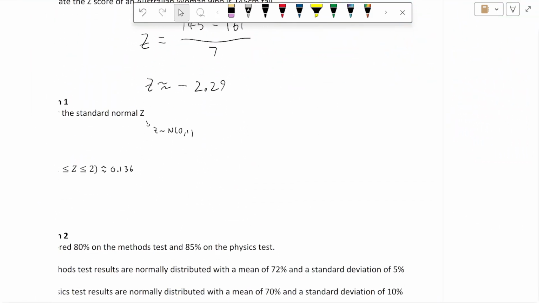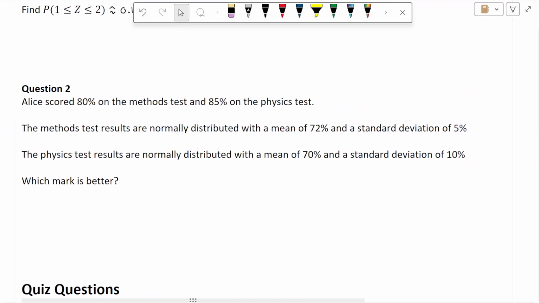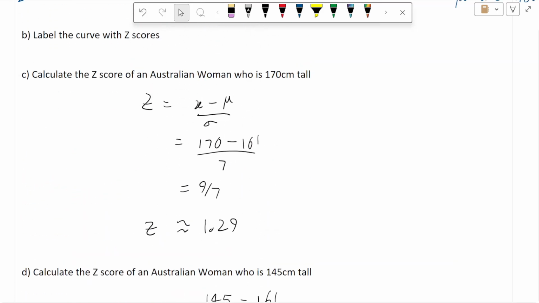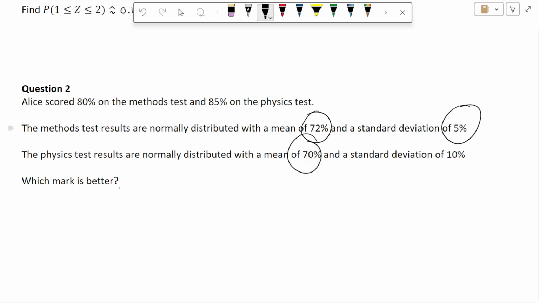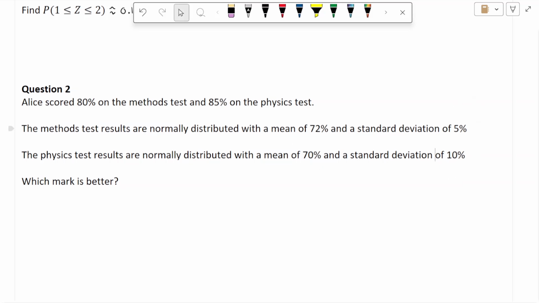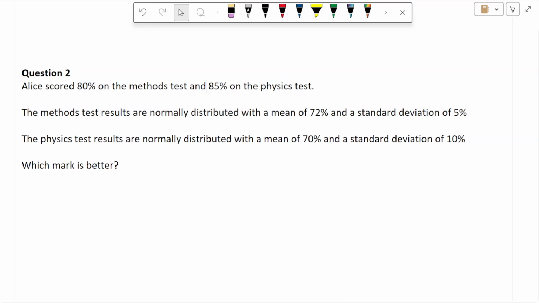Now, here's where they get a bit more useful. All that before was historical context for why we've used them in the past. They're really useful for comparing different distributions. This is the situation. Alice has done 2 tests and the tests have different means and different standard deviations. You'd be tempted to say that her physics result is better because it's 85%, but that's not necessarily the case. Maybe methods was harder, maybe physics was harder, we don't know. So we use Z scores to compare.